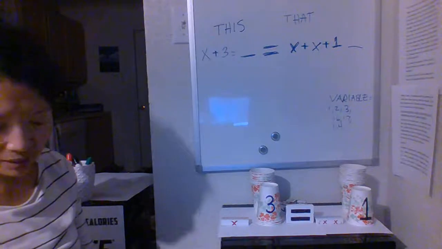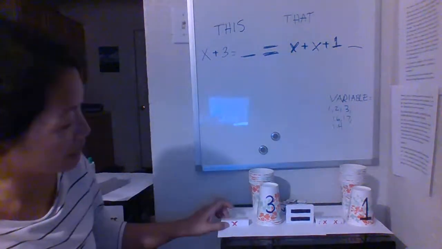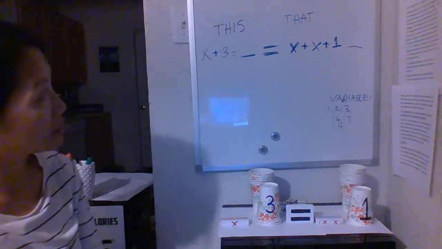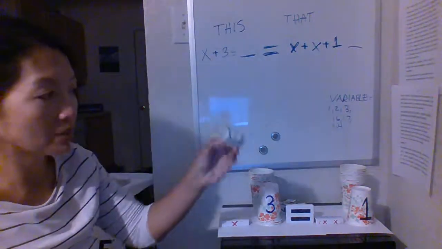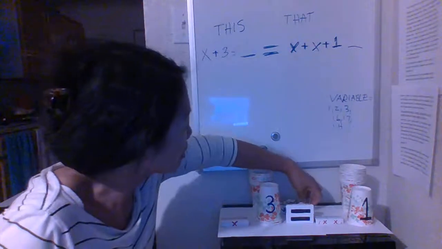Okay, so let's see here. So we know that this side calls for one variable, correct? Okay, correct. And so that means we need to put one of these little variables. See, it can be any number, right? It can be any number at all.